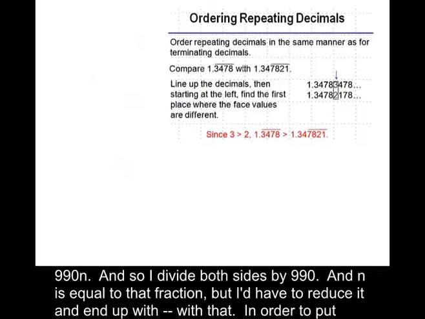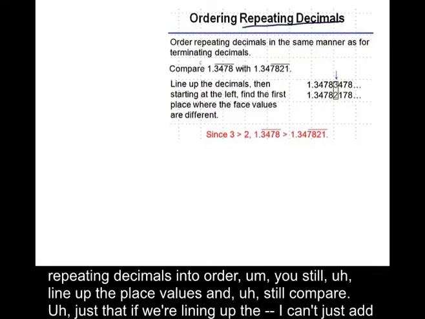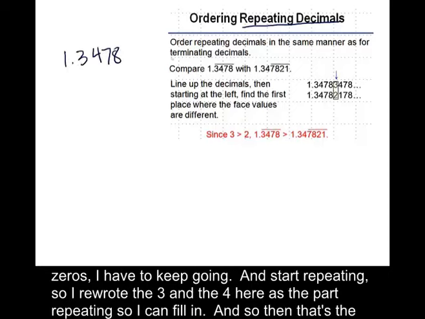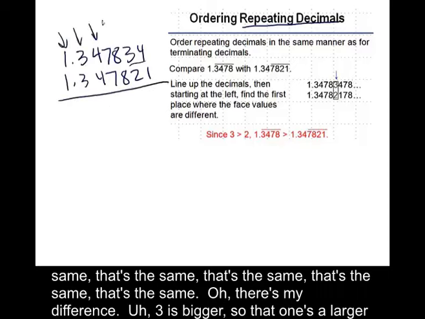In order to put repeating decimals into order, you still line up the place values and compare. It's just that when lining up, I can't just add zeros. I have to keep going and start repeating. So I rewrote the 3 and the 4 here as the repeating part so I can fill in. And so that's the same, that's the same, that's the same. Oh, there's my difference. 3 is bigger, so that one's the larger number.